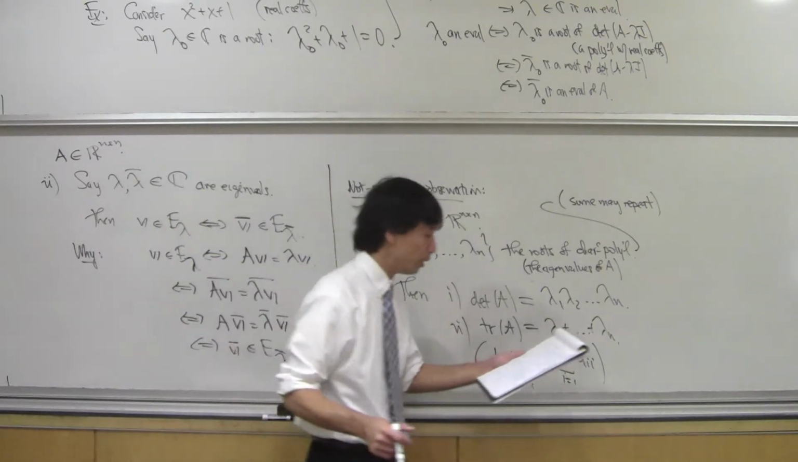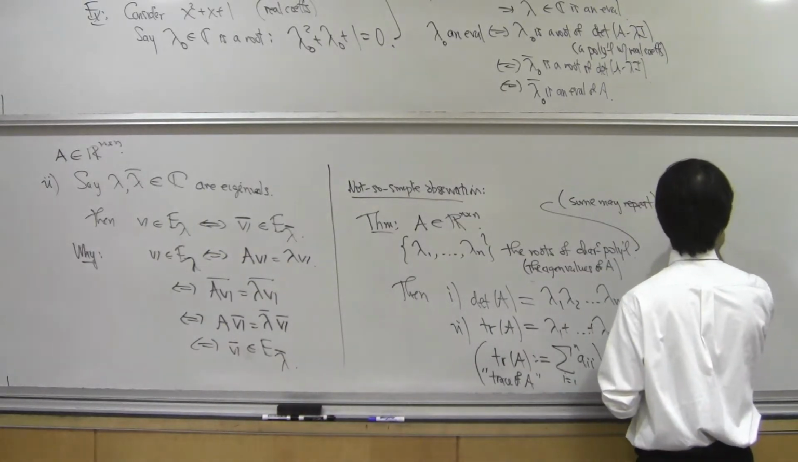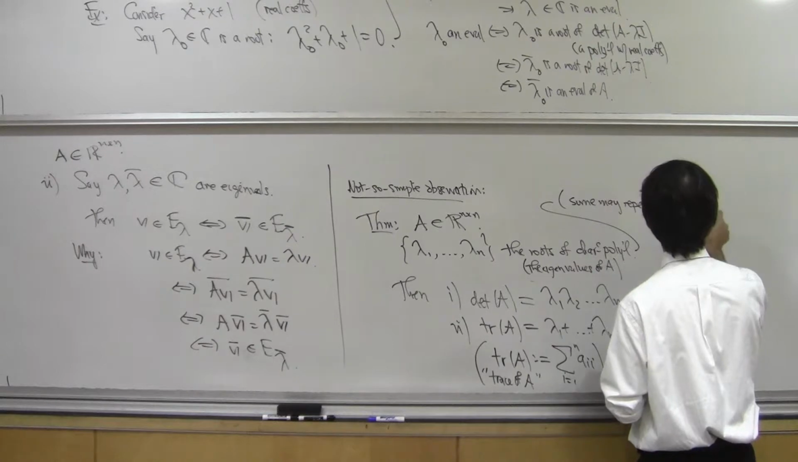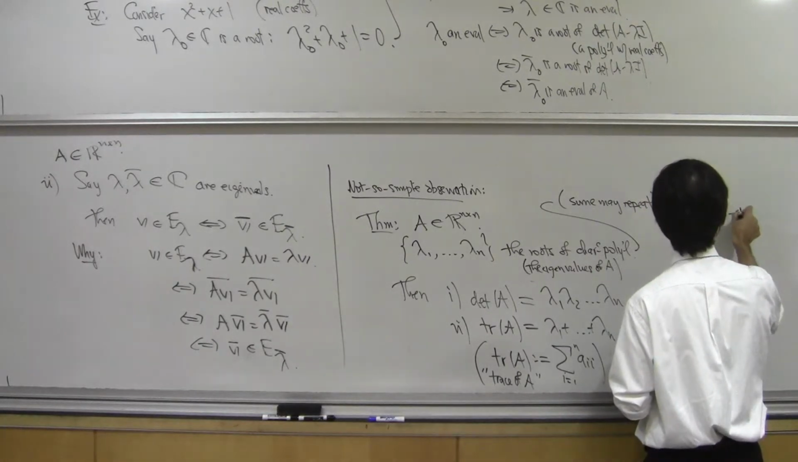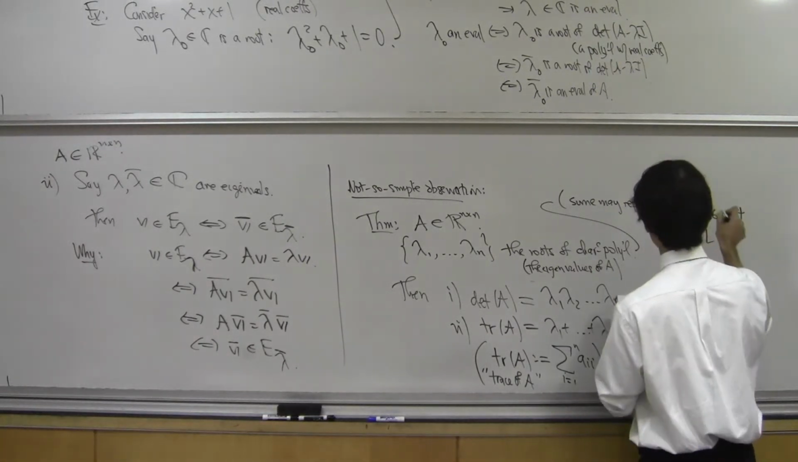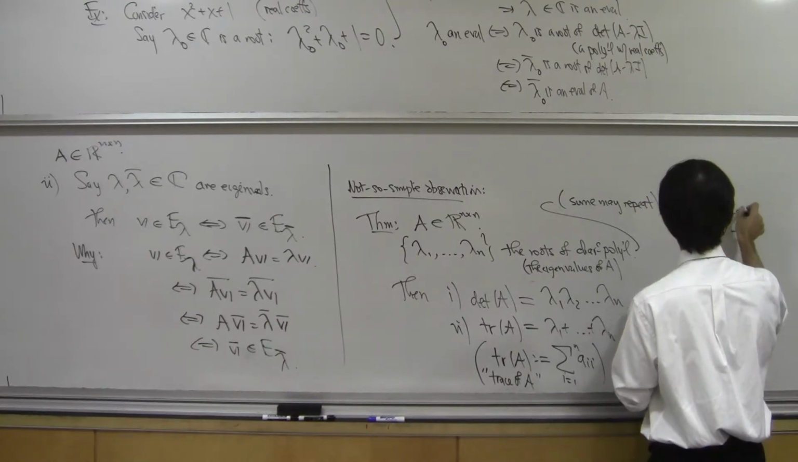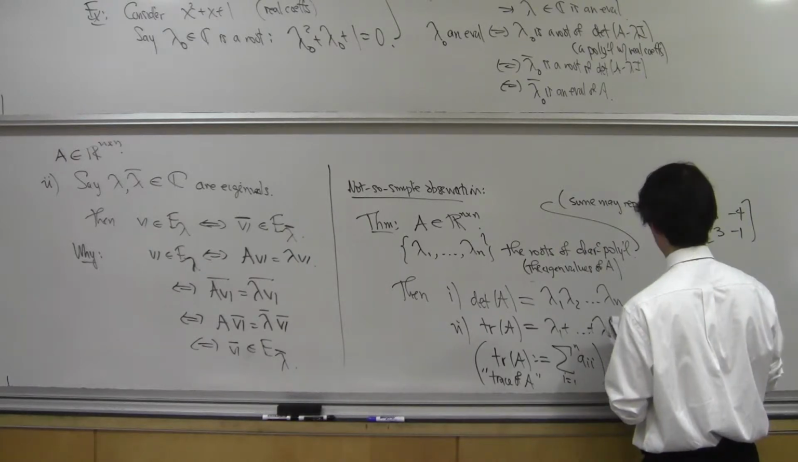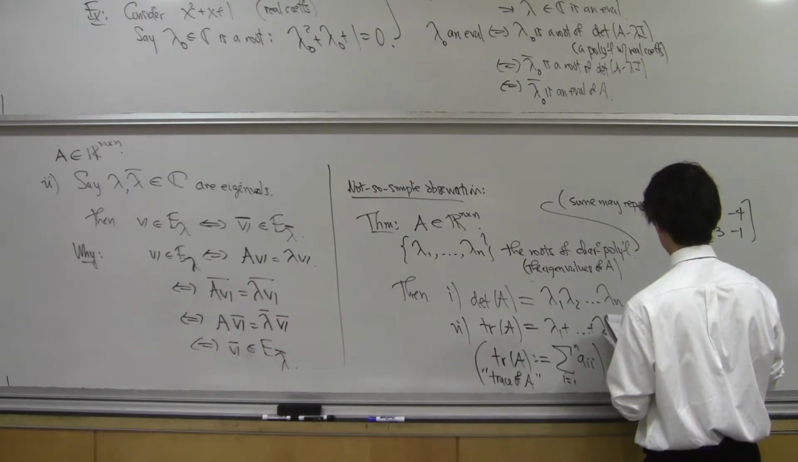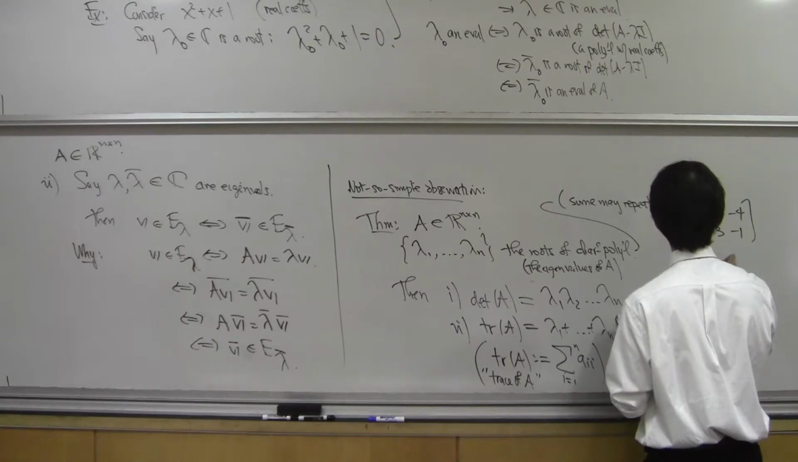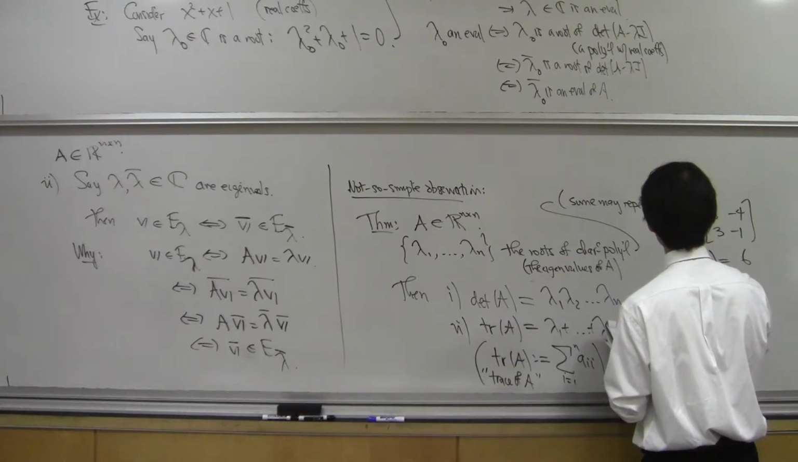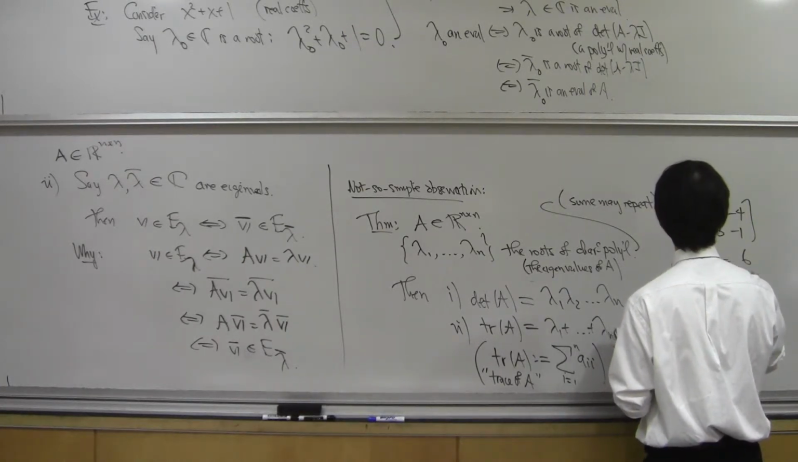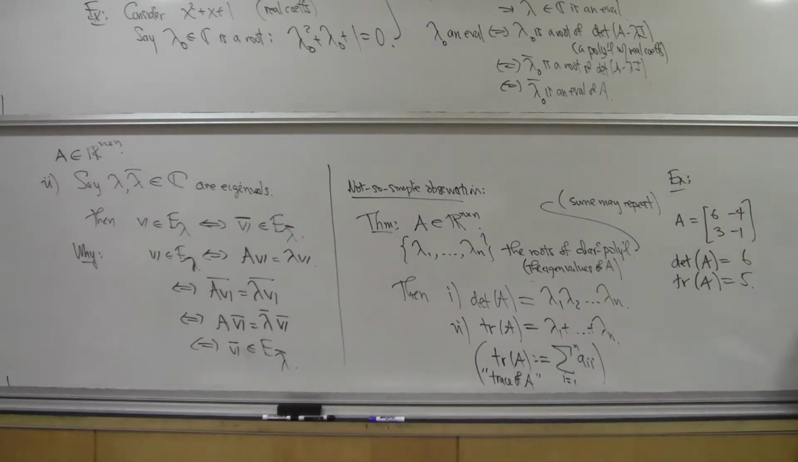So this is pretty cool. For example, if you have the matrix 6, -4, 3, -1, you can calculate that the determinant of A is 6 and the trace of A is 5. The determinant of A, you work it out, turns out to be 6. The trace of A, 6 minus 1 is 5.